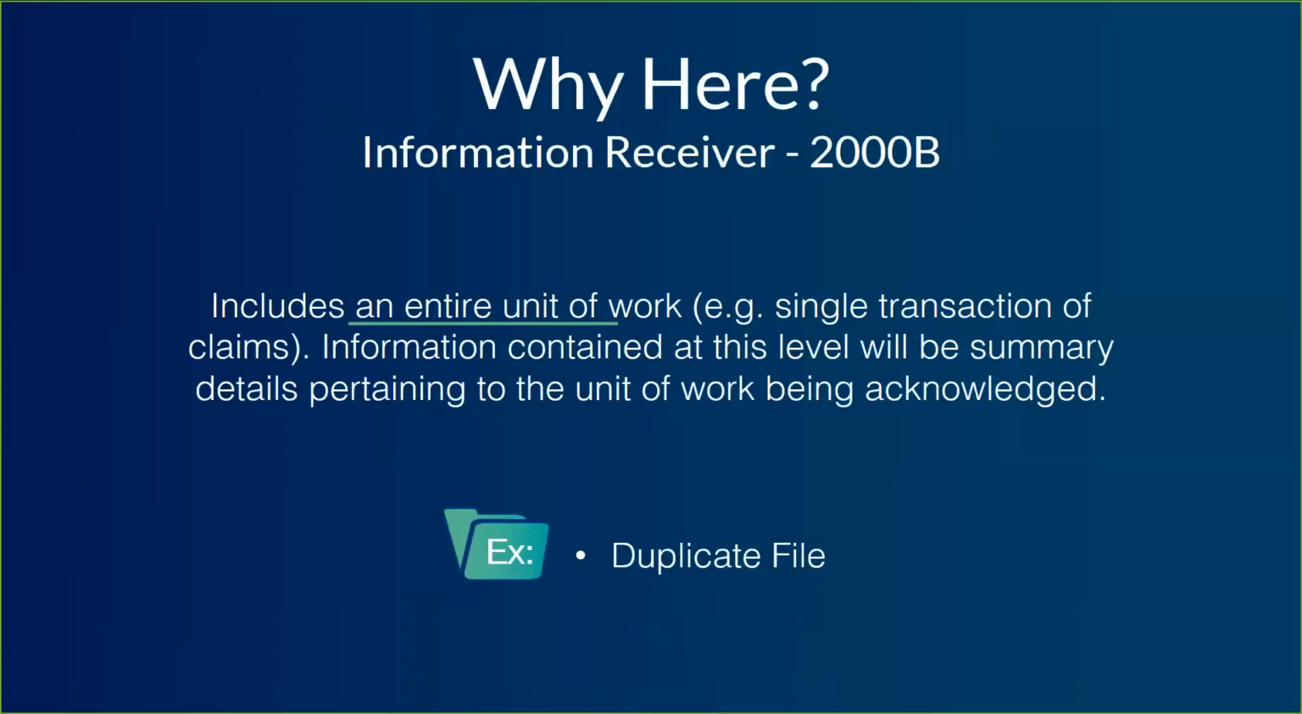If you need to identify this, your best bet is to go to the TRN segment in either of the first two levels, either the information source TRN, which will be the source kind of receipt, or the information receiver TRN, which will be at the receiver level. So that's going to be your best bet in those cases.